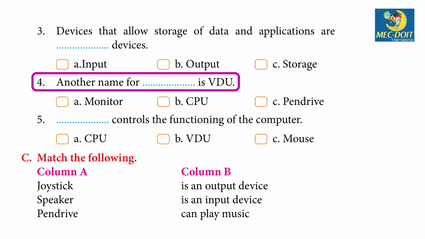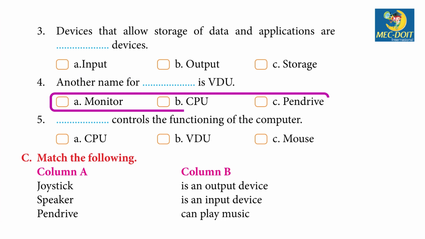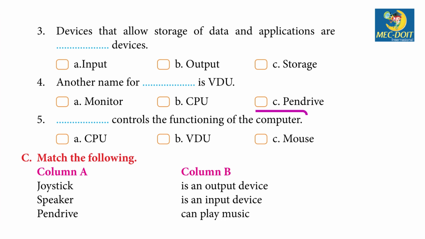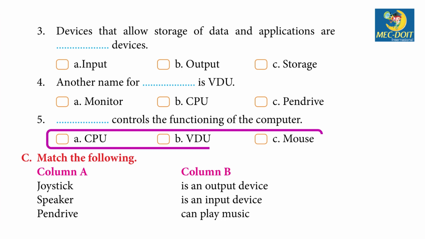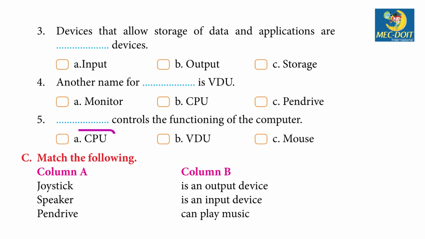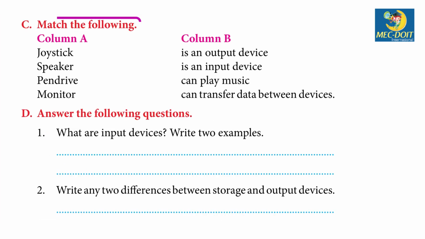4. Another name for dash is VDU. A. Monitor. B. CPU. C. Pen drive. Answer A. Monitor. 5. Dash controls the functioning of the computer. A. CPU. B. VDU. C. Mouse. Answer A. CPU. Match the following.